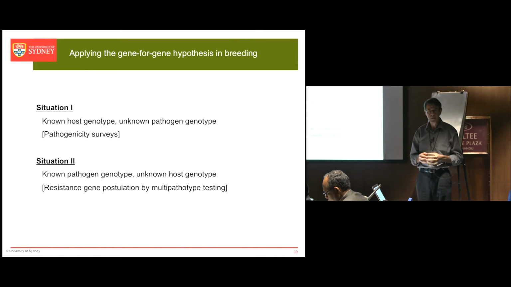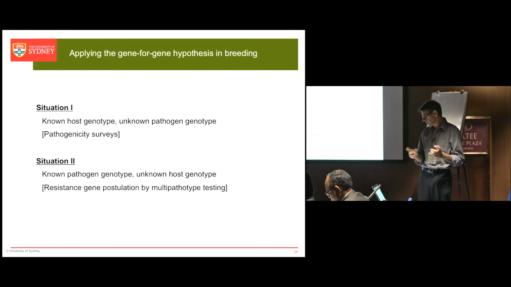There are two ways in which the gene-for-gene hypothesis is applied in genetic approaches to controlling rusts in cereals. The first of these is where we have a known host genotype, and we use that known host genotype to characterise the genotype of the pathogen. This is what we do with race analysis or pathotype analysis. So we take differential lines, we know what resistance genes they carry, and we use those known genetic stocks of the host to characterise pathogenicity in the rust.